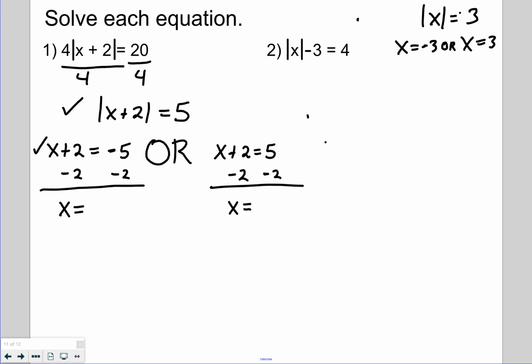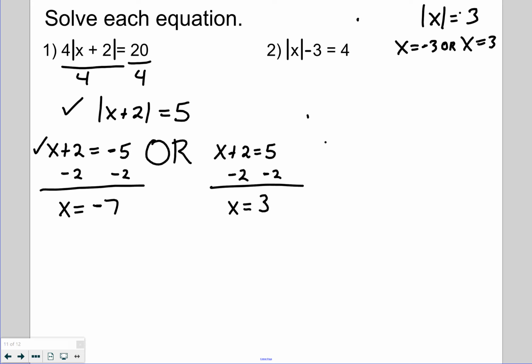All right, this one, the answer is 3. And this one, the answer is negative 7. See, and that's what most students do. Does it say "and"? That's going to be tomorrow, right? If it's "and," then both have to make it true, okay? But this is not "and," because it's this one or that one.